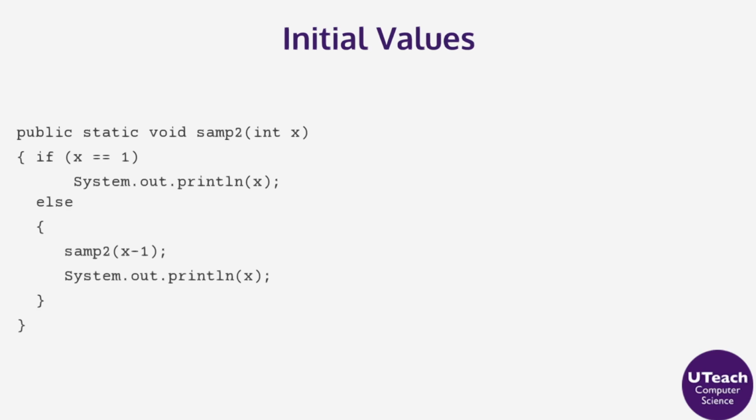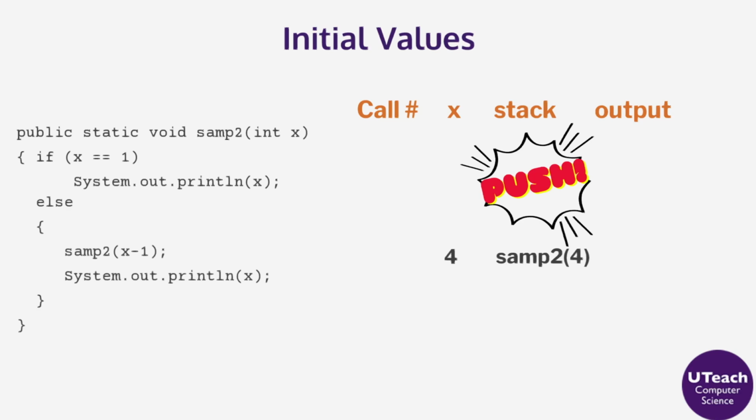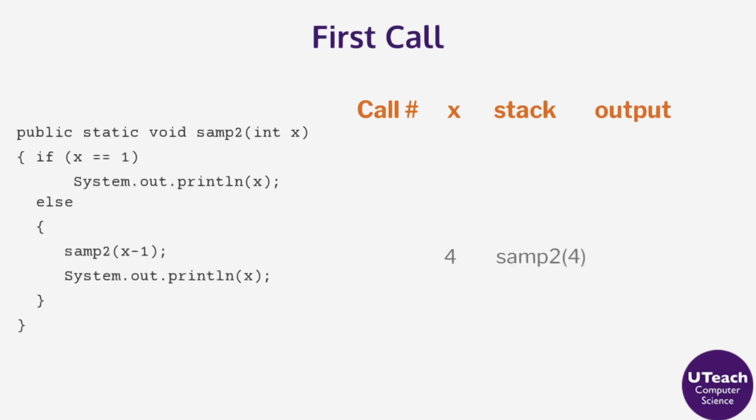Let's set up our columns for tracing with the call number, the value of x, what goes on or off the stack, and the value that is displayed as output. Initially, the value of x is 4, and SAMP2 passing 4 is pushed onto the stack as the initial method call. For the first call, x = 4.